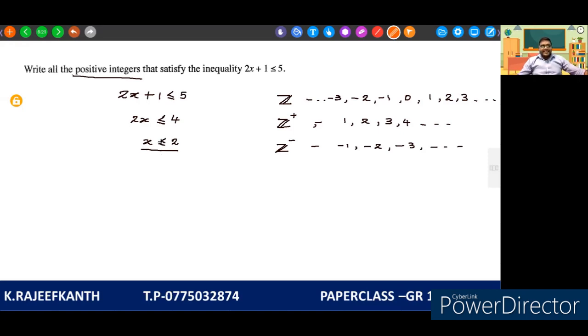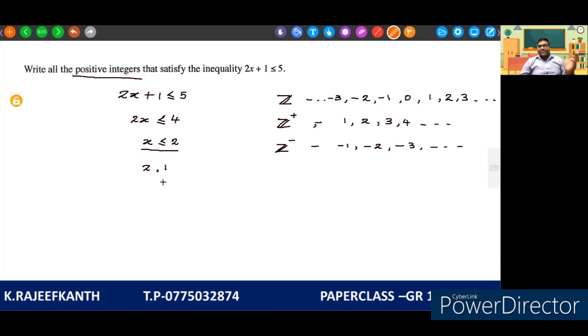Here the condition is x less than or equal to 2. Then the value of x can be 2 because of the less than or equal to. Then x can be equal to 2. Then x less than 2: what is the value? Less than 2, then 1, 0, negative 1, negative 2, negative 3. But the condition is positive integers, no? So we can only write 2 and 1. We can't write 0, because 0 is an integer, but 0 is not a positive integer. So we have to write the answer 2 and 1.